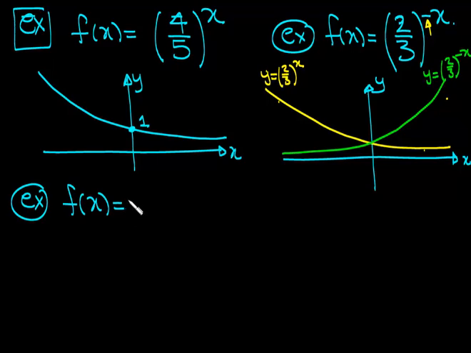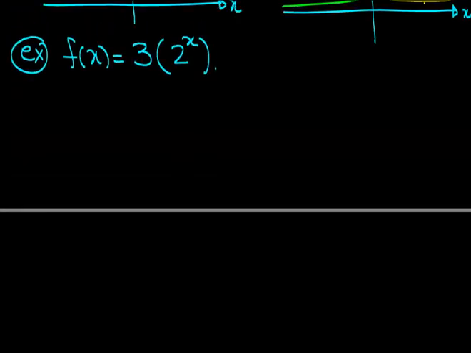Here's another example. Let's say I have 3 times 2 raised to x. If you remember, what happened when you multiplied a base graph by 3 in the front? If the number was between 0 and 1, then it was a vertical shrink. If the number was greater than 1, then it was a stretch.